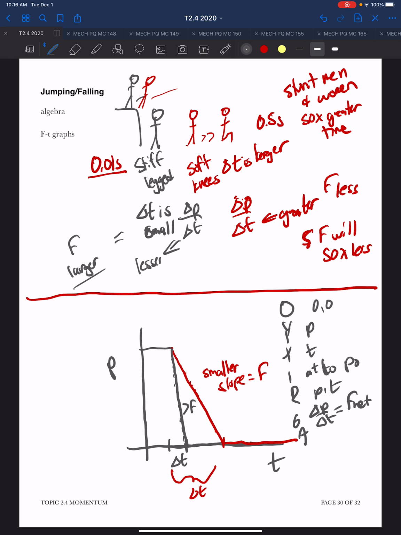In our next installment, we are going to look at cars and their design and how that relates to changes in momentum.